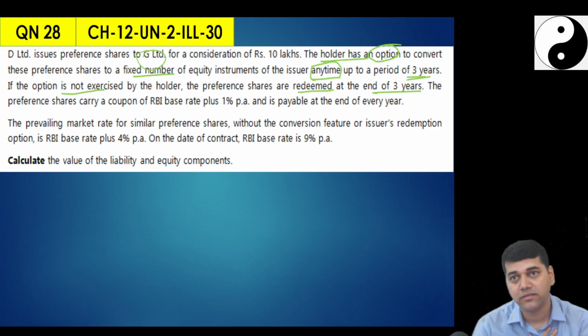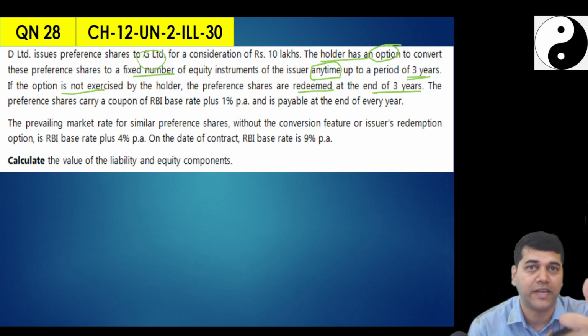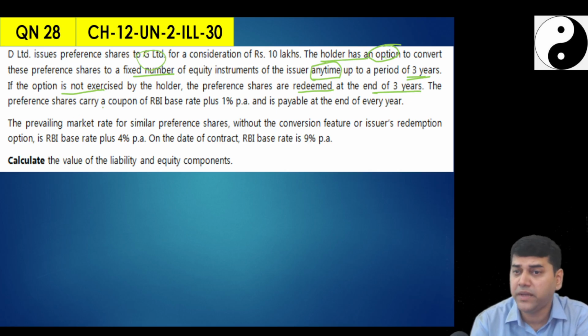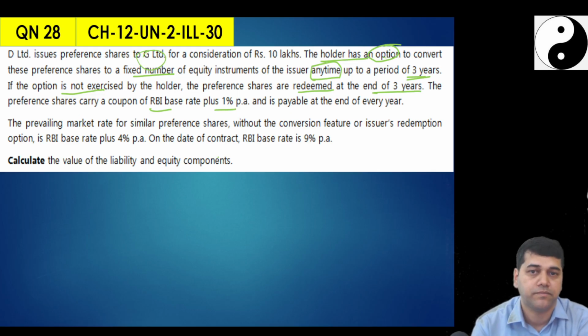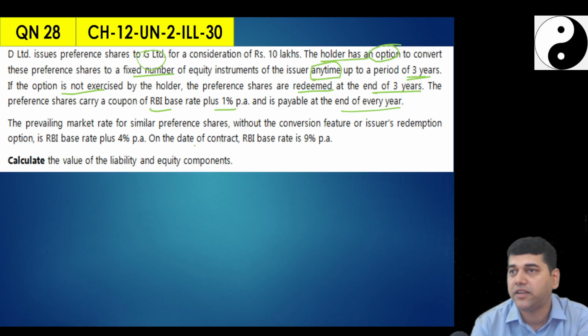Can I avoid it? No. That means there is one leg of financial liability. Now, because this option is given, what is my interest rate on preference shares here? Preference shares carry a coupon of RBI plus 1% and is payable at the end of every year. Now, what is my RBI rate? The prevailing market rate of similar preference shares without conversion would be RBI plus 4%.